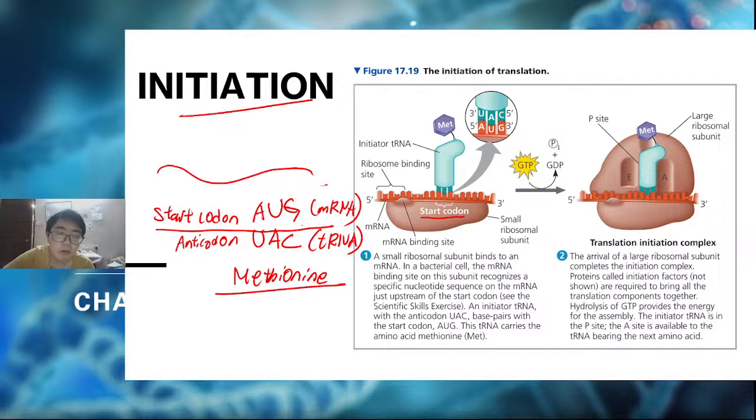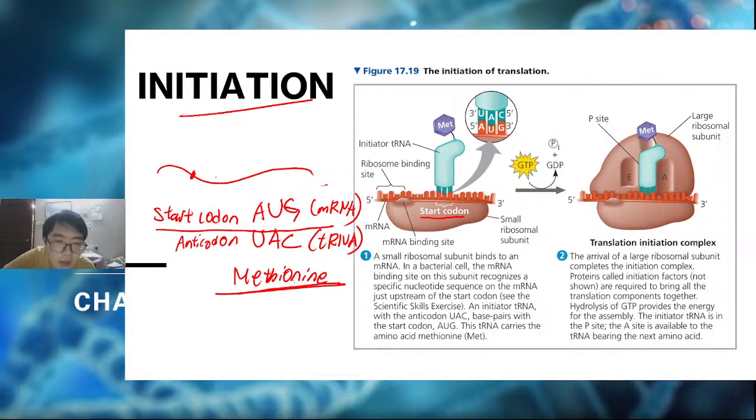So in protein synthesis, in polypeptide translation, the first amino acid of the polypeptide chain must be methionine, because methionine is coded with the start codon. It will start only if there is a start codon. So maybe the start codon is here. So this is the initiation process.